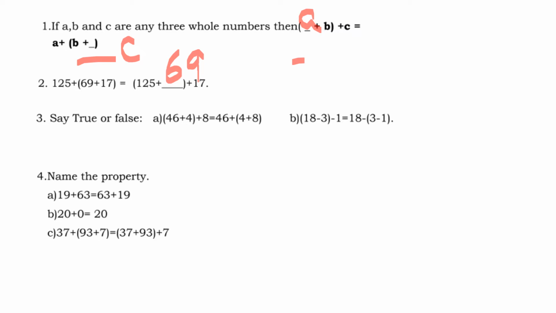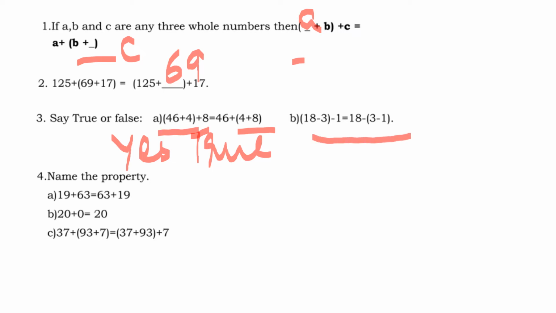In the first part, it says 46 plus 4 plus 8 is equal to 46 plus, here 4 and 8 are grouped. Here 46 and 4 are grouped, and we can clearly see that the three numbers are the same, and we know that associativity holds good for addition. Therefore, this is true, or you can say yes. This statement is true.